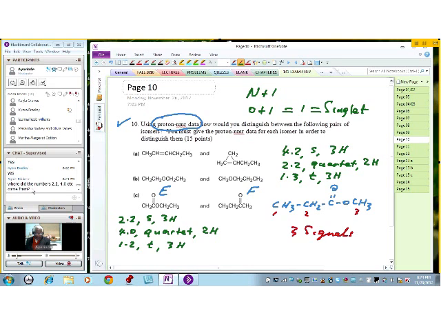Somebody is asking a question: where did the numbers 2.2 come from? These numbers come from the chart of chemical shift that is in your book. You will find that on page 475 of your book. You need to familiarize yourself with that chart, and you bring that chart to the exam or to the quiz whenever you are taking one. Okay, let us go to the next one.